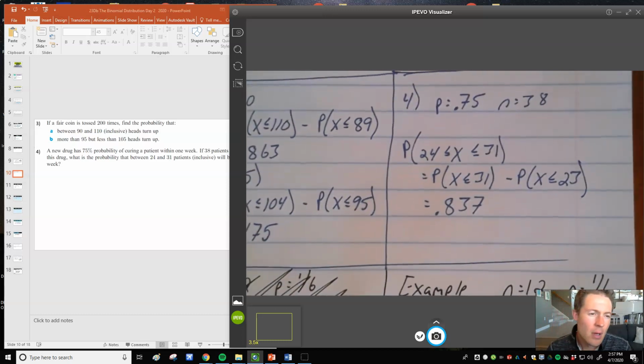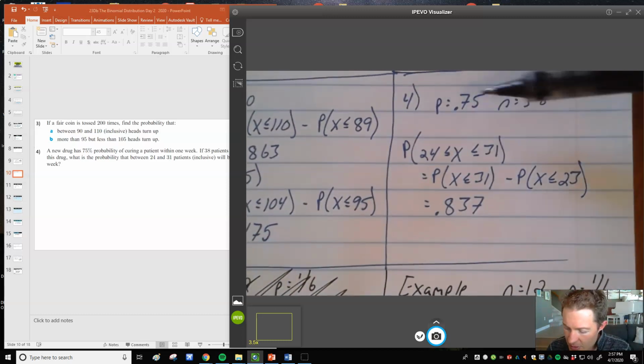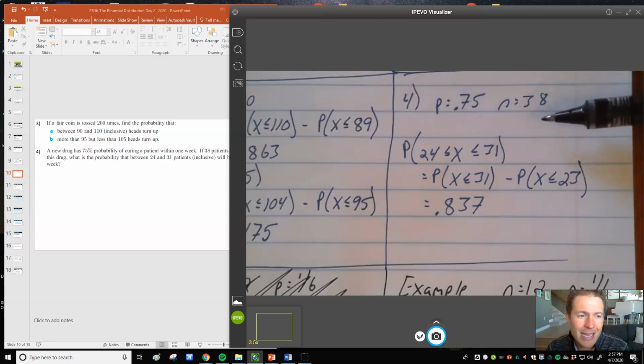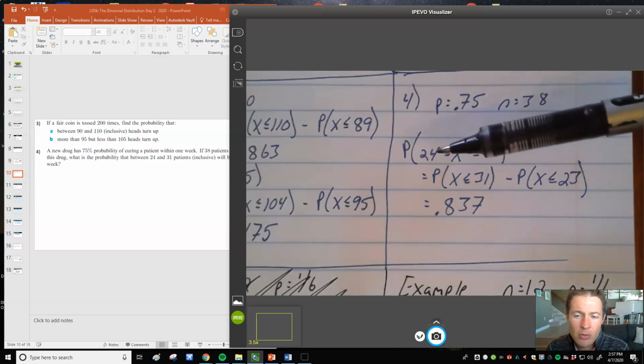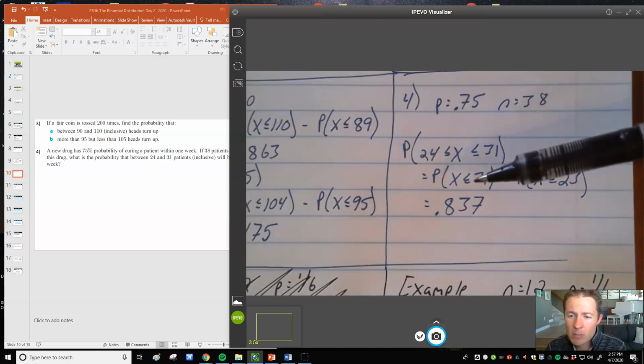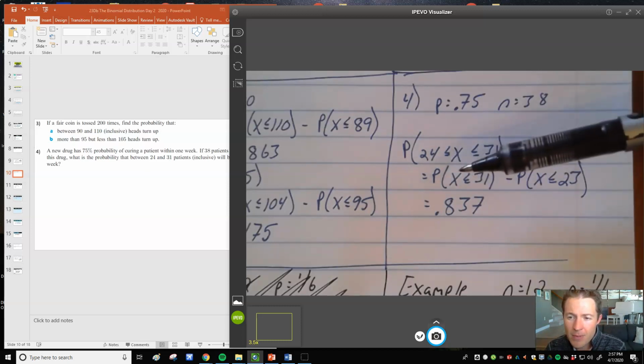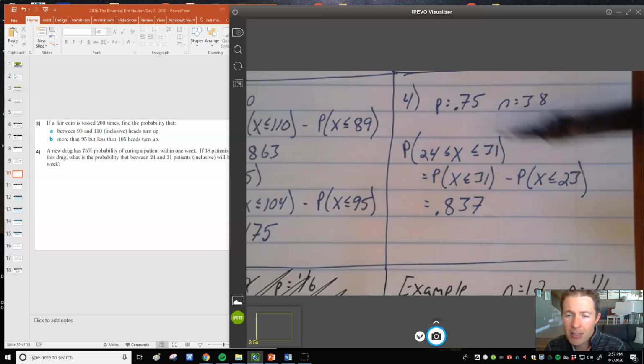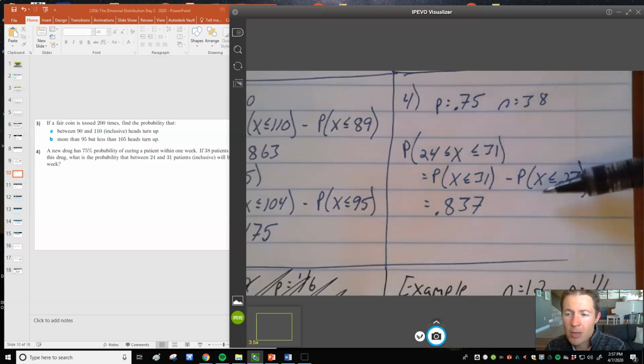All right, very last question, question 4 here. We have a new drug, it's 75%. We have 38 trials. Here it's asking what's the probability of being between 24 and 31 inclusive. It's the same idea as this previous one. We'll take 31 and below and subtract out everything that we don't want. Since we want to include 24 here, we're going to take away 23 and below, and that's what you should get.